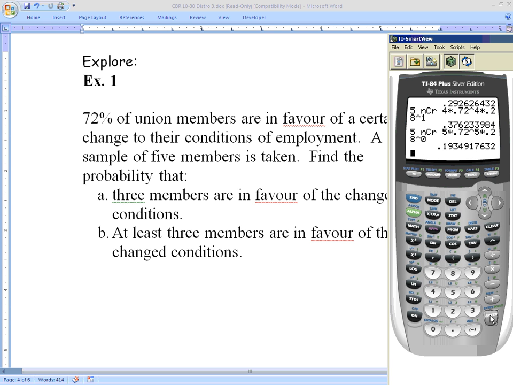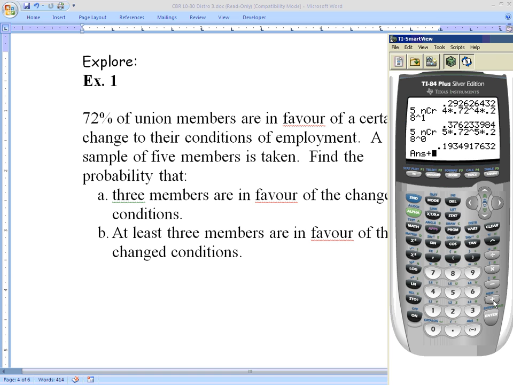Now, what do I need to do? I need to take all 3 of those answers, add them together. So this time, I'll take that answer, so I don't have to type in the last one, and just add the other 2 on. I'm not going to round to 3 significant figures here. I'm going to go to maybe 4 or 5 so that I get a more accurate answer.